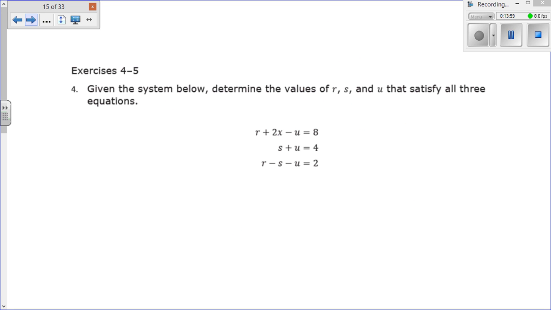Alright, first of all, there's a typo here. That x should not be an x, it should be an s.